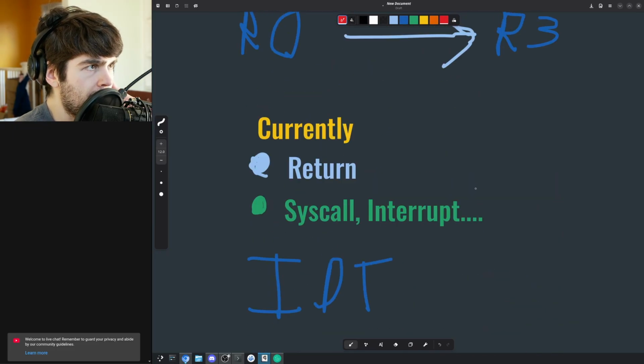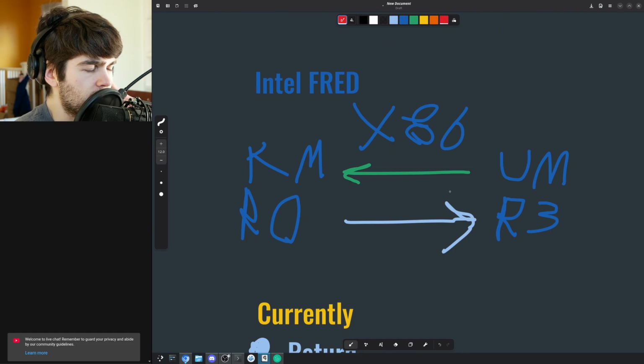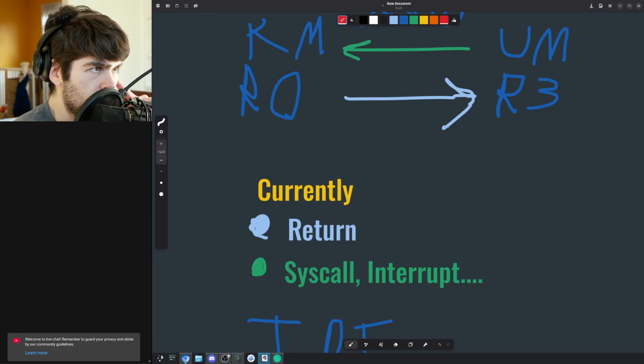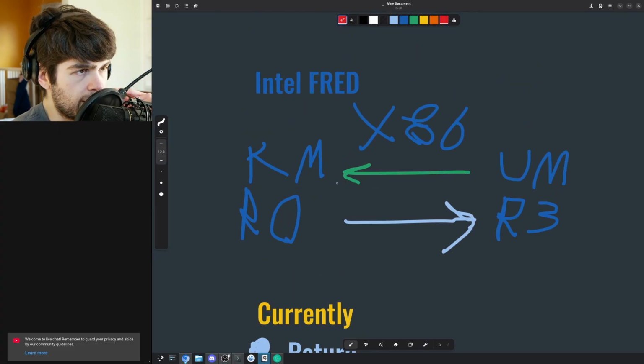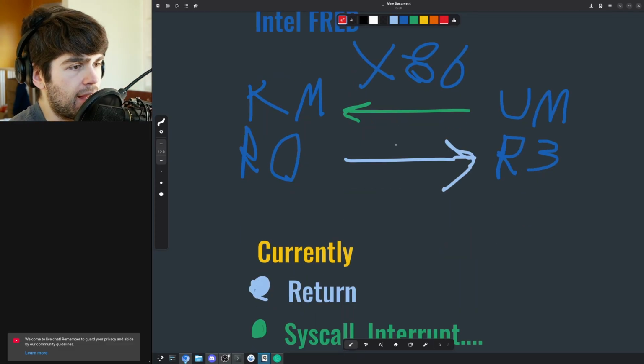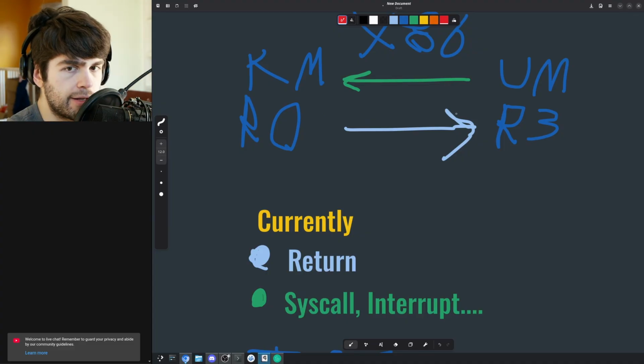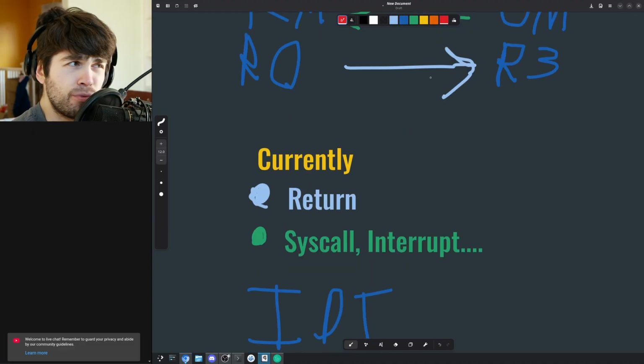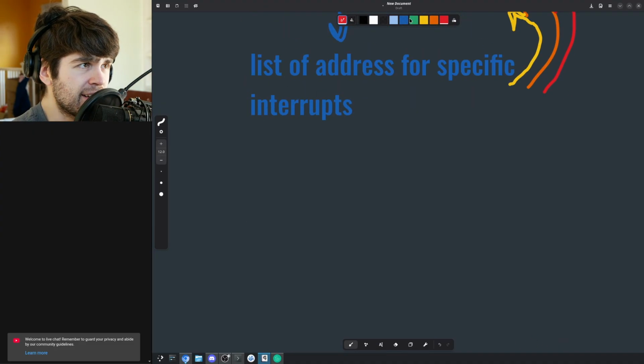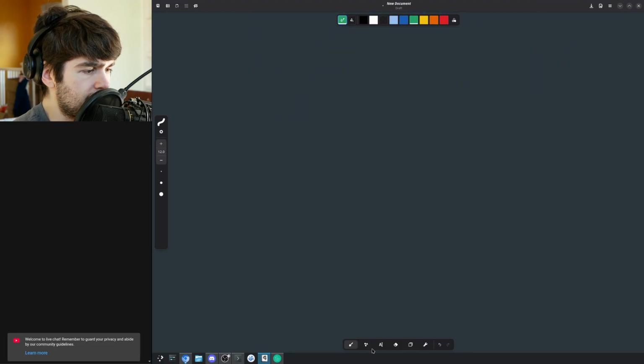Now, what FRED adds is a specific mode that, whenever you set your CPU to it, will only switch from kernel mode to user mode, or from one ring to another ring, using FRED related commands, or using the FRED framework. And from my understanding, again, it's using a modified stack.